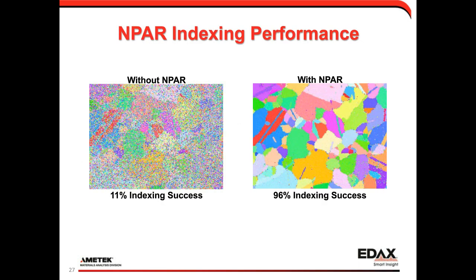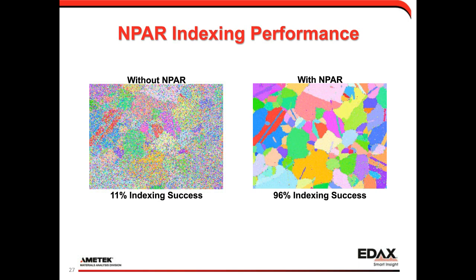This right here is a map that we took without NPAR and with NPAR. We see here we have an 11% indexing rate on the left. You can see that it looks relatively noisy. While if you run it through NPAR, you get a relatively good map with 96% indexing. And if I ran this through cleanup following this, this would be a perfectly usable map for whatever I wanted to do.